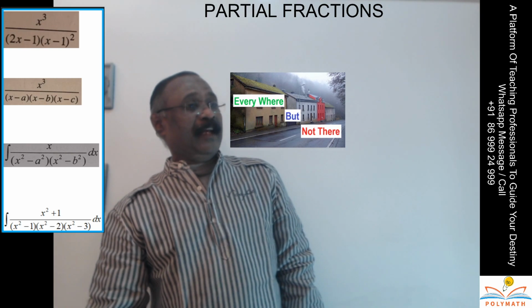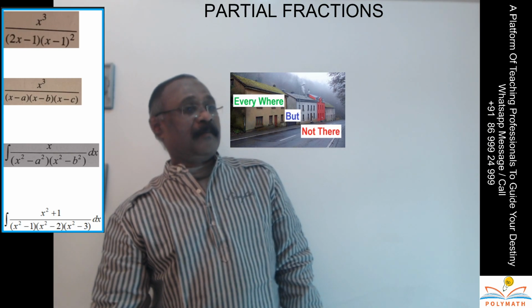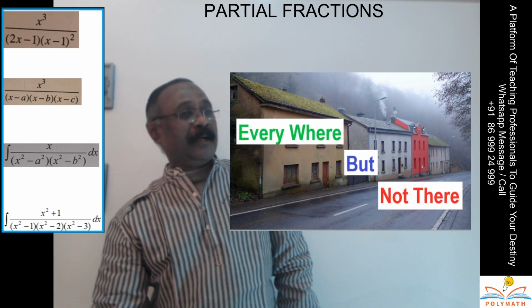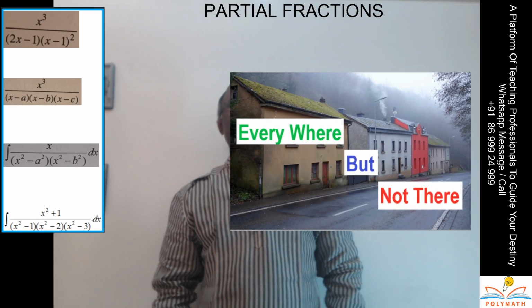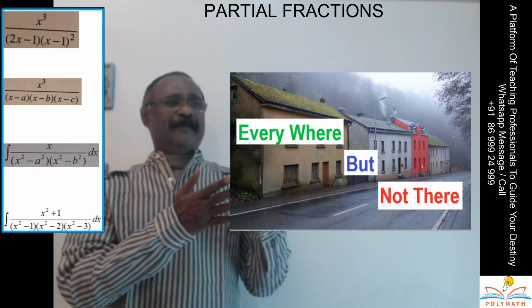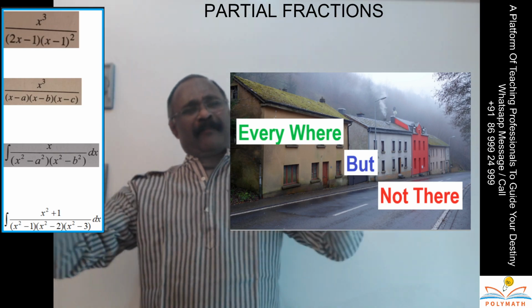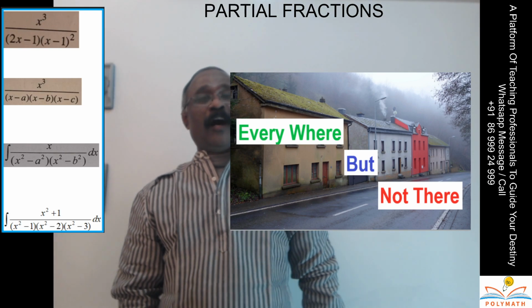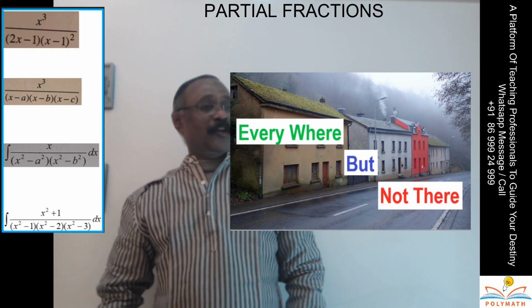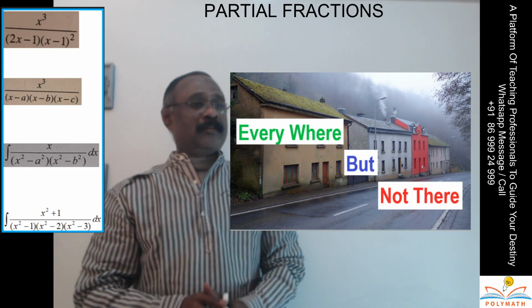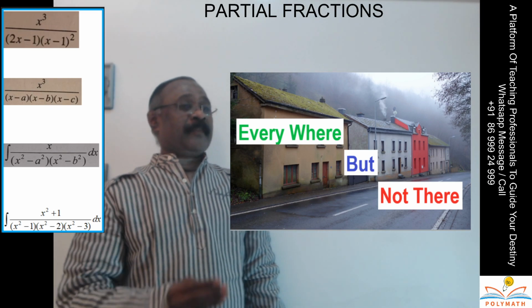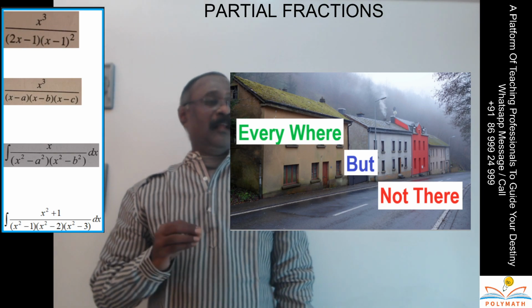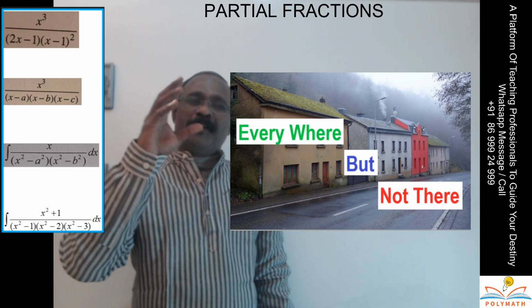So for partial fractions, what is the short form? I named it "everywhere but not there." Just see that. Everywhere but not there. Everywhere is the corona principle, the COVID-19 principle. You live everywhere in your house, but don't go out of the house, that is, not there on the road. Everywhere in the house, not there on the road. So here also we are going to follow the same principle, that is, everywhere but not there.